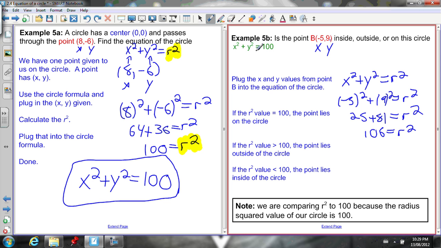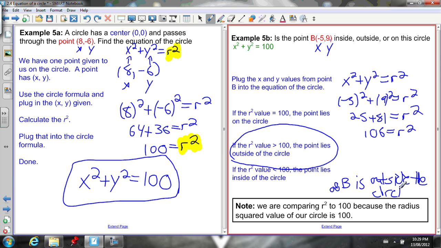106 is greater than 100, which is the r squared value of the circle that is in question here. Okay, so because 106 is greater than 100, so when the r squared value of the point is greater than the r squared value of the circle that's asking us about, we know the point lies outside the circle. Okay? So, therefore, point B, -5, 9, is outside the circle.